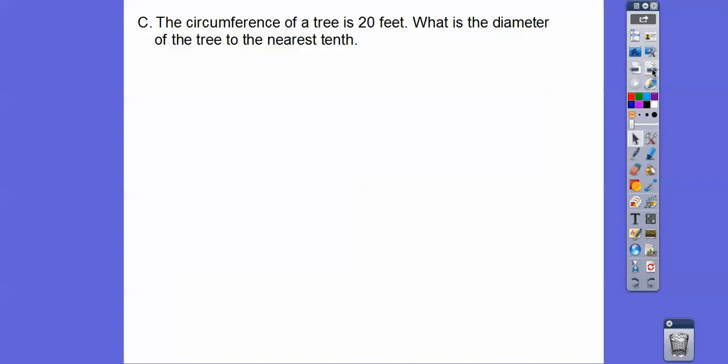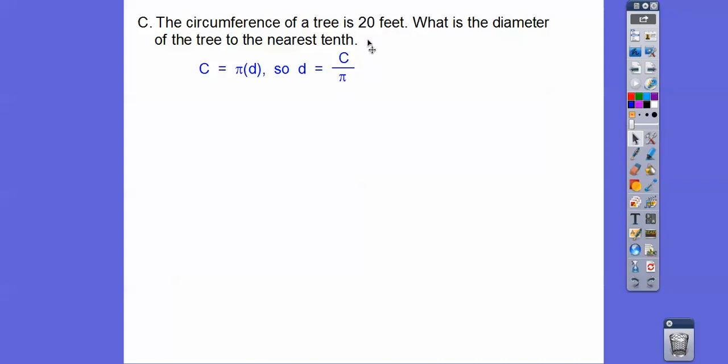All right, so here, circumference of a tree is 20 feet. What is the diameter of the tree to the nearest tenth? So there's our circumference formula. So circumference equals pi times d. So we do the opposite. We get the d by itself by dividing both sides by pi. So that's where I get c divided by pi.